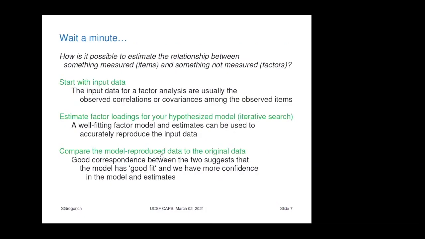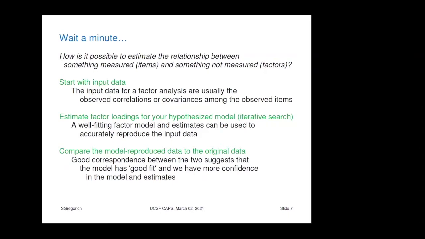Okay, so usually people ask me, how is it possible to estimate the relationships between something that isn't observed and something that is observed? And it's just a matter of having a more parsimonious model, a model that's more parsimonious than the data, and then checking how well the model can reproduce the observed data. So you start with your input data. Usually it's correlations, item correlations or covariances.